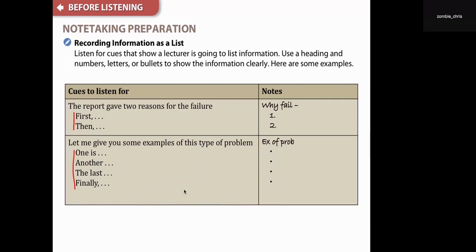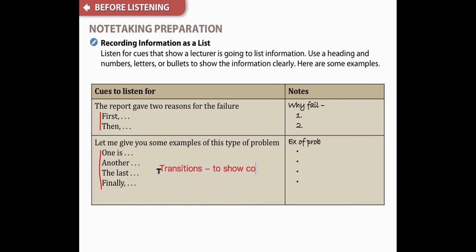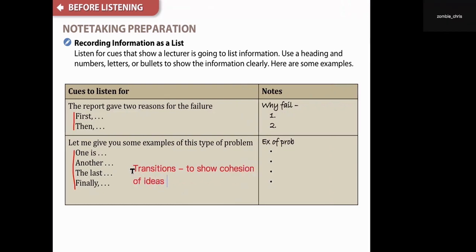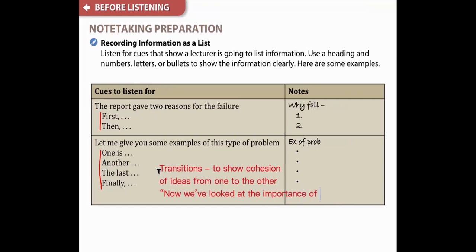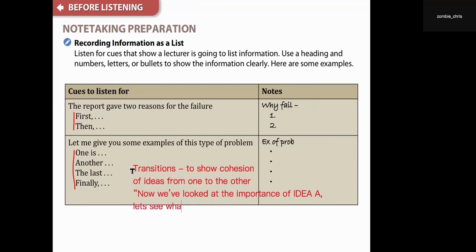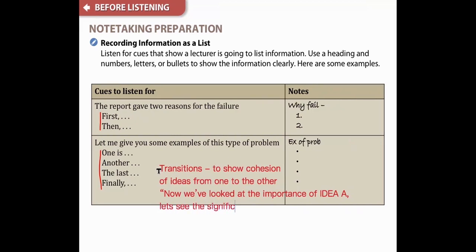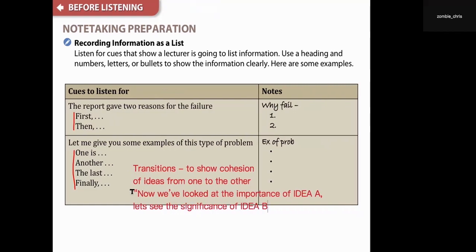In order to introduce the idea, we need to use what we call transitions. So in order to show cohesion of ideas from one idea to the other, we always have to use transitions. We never use signposting language: firstly, secondly, thirdly, and then the main idea. We always have to say something like: so now that we've looked at the importance of idea A, let's see the significance of idea B.